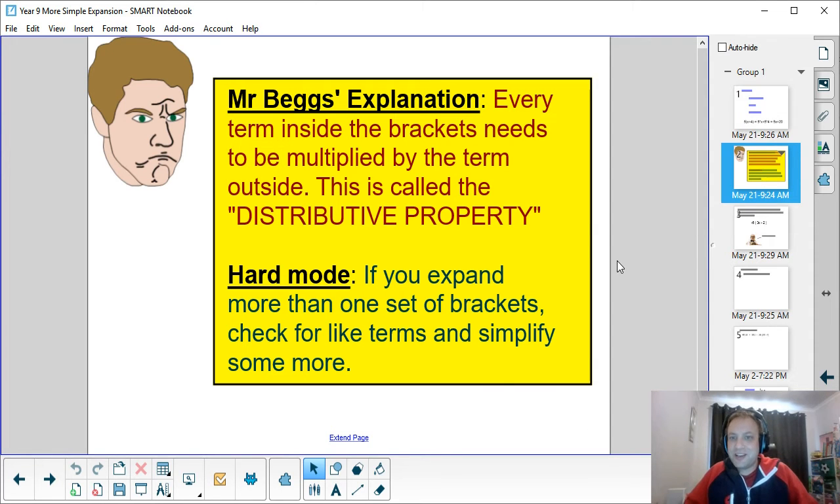So yesterday we wrote down the explanation of what is happening when we expand brackets: every term sitting inside the brackets gets multiplied by the term outside using the distributive property. Today questions get a bit harder. You'll be expanding more than one set of brackets per question, right? Because you guys are in Year 9 now, you are grown up enough to do more than one step of working out and keep it nice and organized. So once we expand each set of brackets, we're going to look for like terms and simplify some more.